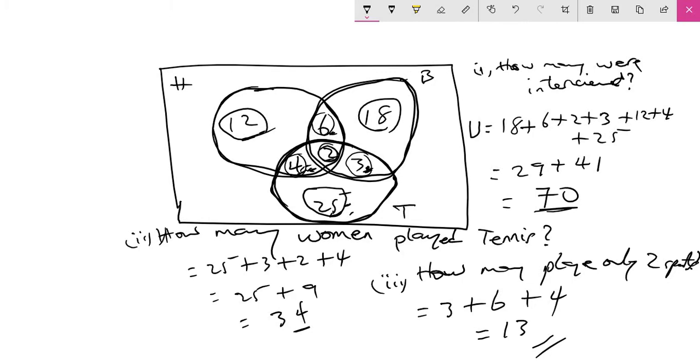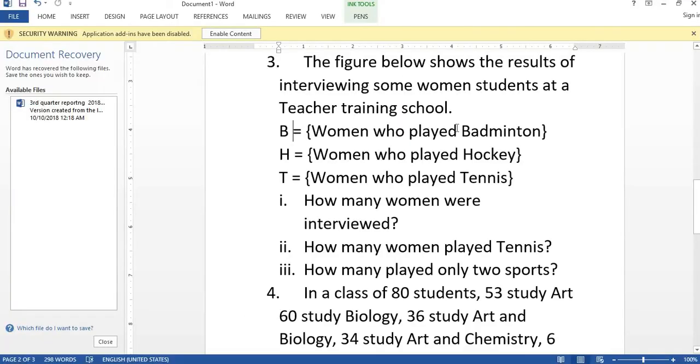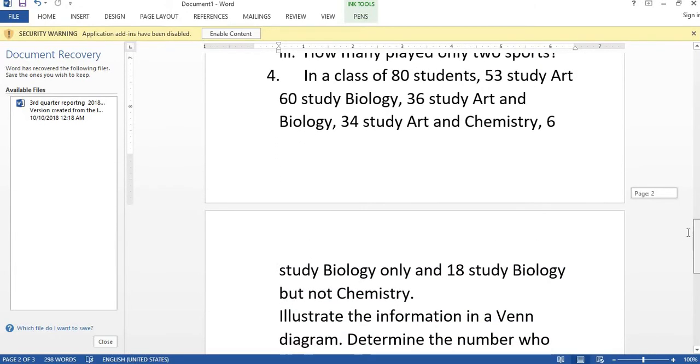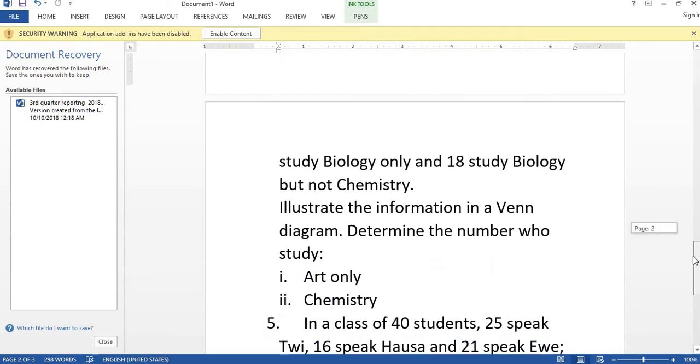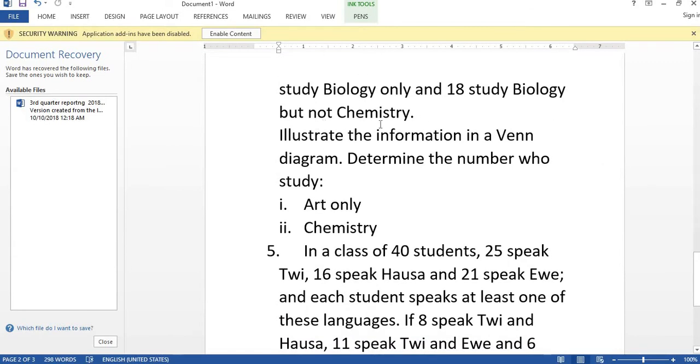the 4th question. So I'm just going to erase every ink here and then go back. So the 4th question says, in a class of 60 students, 53 study art, 60 study biology, 36 study art and biology, 34 study art and chemistry, 6 study biology only, and 18 study biology but not chemistry. Illustrate the information in the Venn diagram, determine the number who study art only and the number who study chemistry.